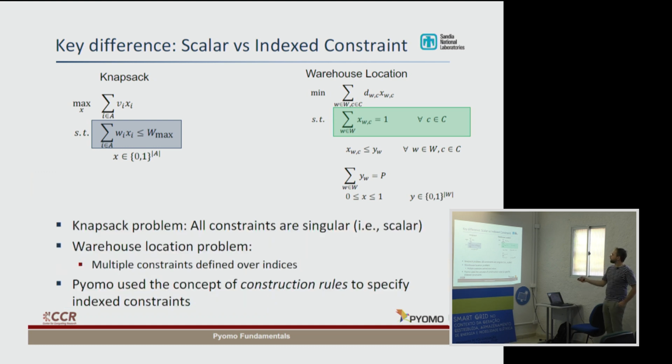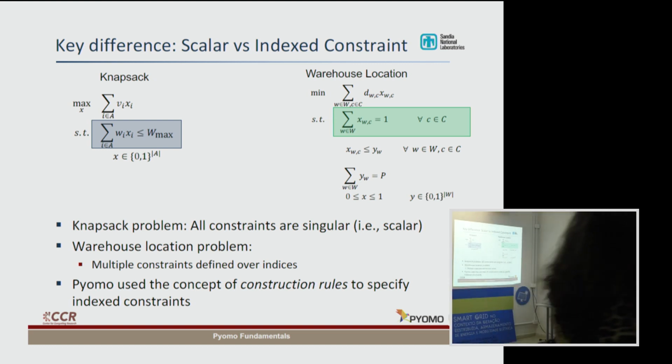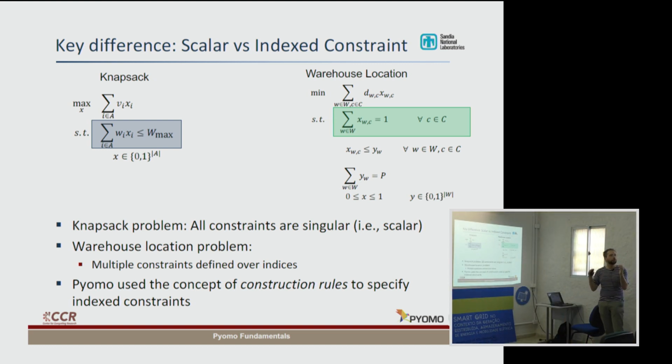So here is the difference. In the snapshot problem, all the constraints are singular. It means that there is only one constraint, they are not indexed. And in the warehouse location problem, which can also be a battery or a charger station location, there are multiple constraints over indices. So it can really be a big problem. It means that if we have a lot of possible warehouses and a lot of possible customers, the problem will grow bigger.